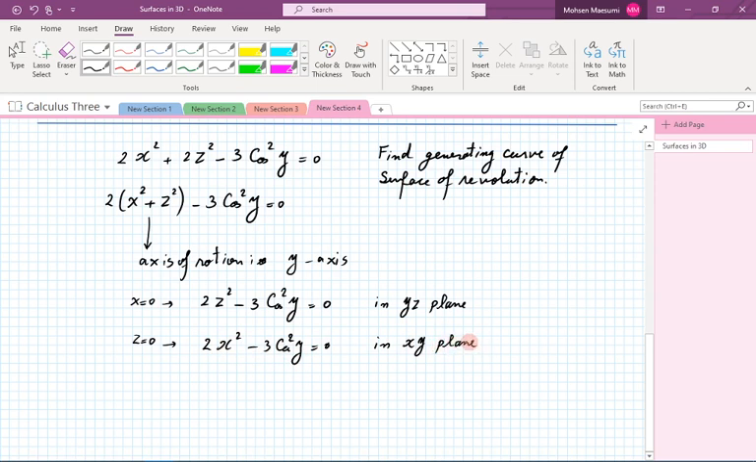So it is your choice to report this or report this one. Either way, you have the generating curve that we are talking about. You can state that this is the generating curve, or you can state that this is the generating curve. They're sitting in different planes. The axis of rotation is, in this case, just the y-axis.